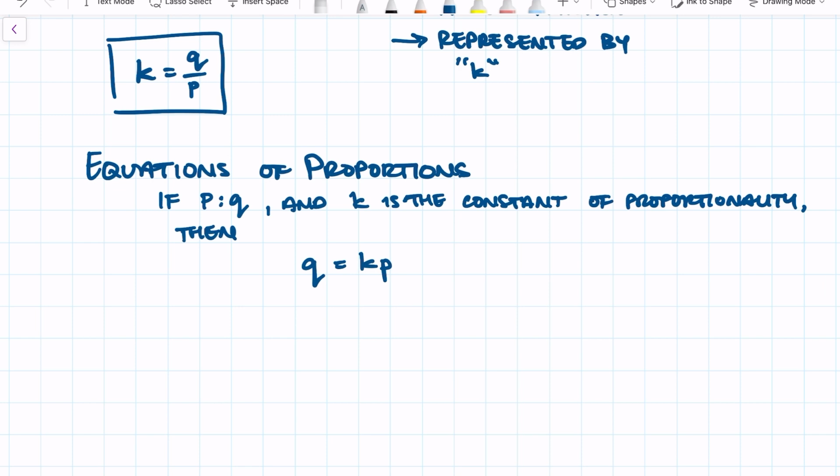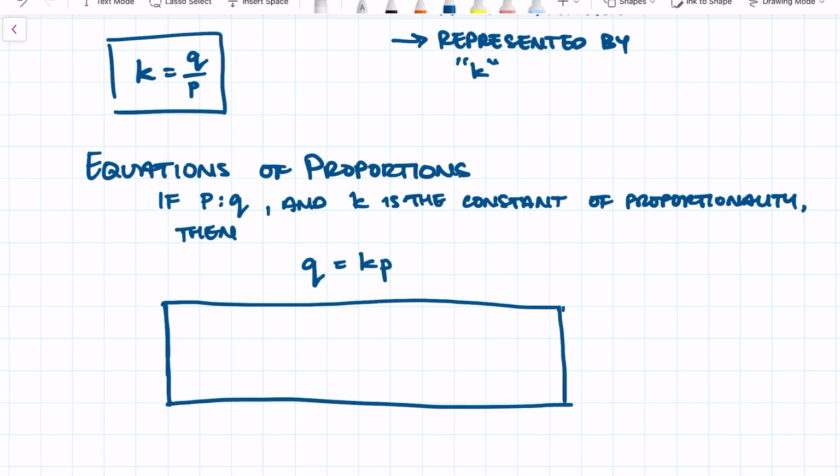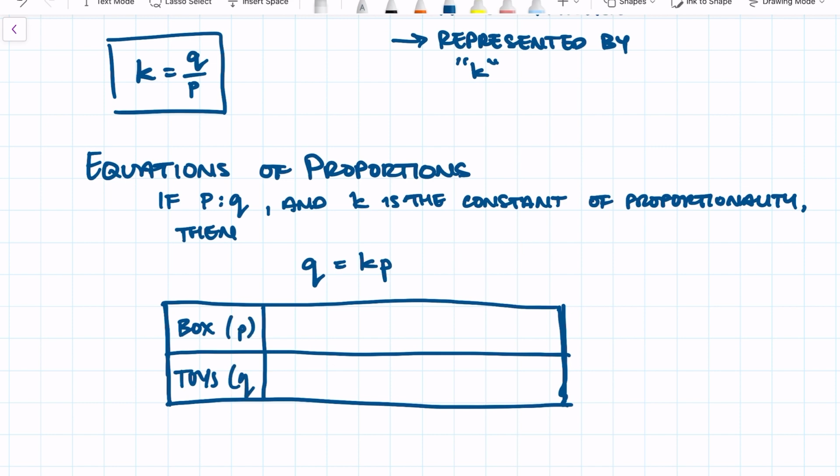So let's take a look at how we're going to apply this. As usual, we are going to write our little tables. Just make sure that you are familiar with it. If you are not quite familiar with it, there's that IXL that you could still continue working on. Let's say we have a few boxes, and in the boxes we could put some toys. This will be the letter P, and this will be the letter Q.